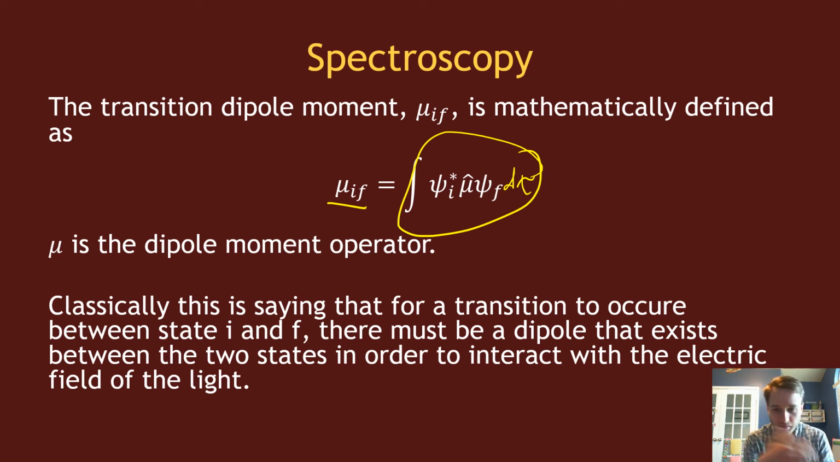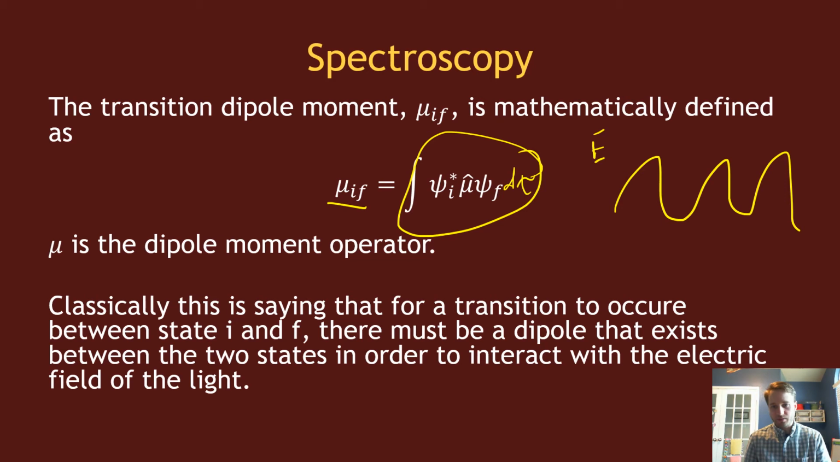Or a change in dipole moment for that light to interact with it. The reason is light is an oscillating electromagnetic field. So light is this oscillating electric field. This is your electric field here. For light, it's an oscillating electric field.